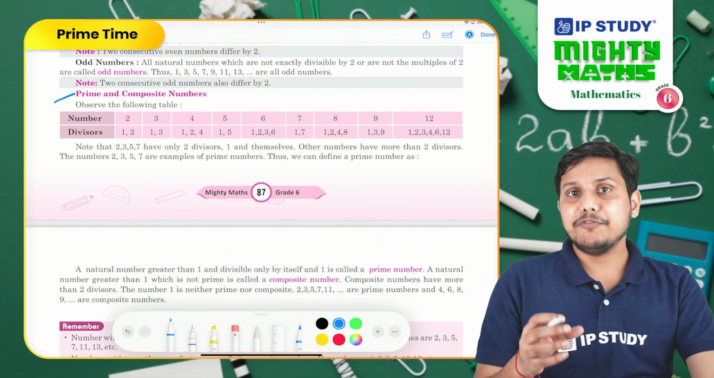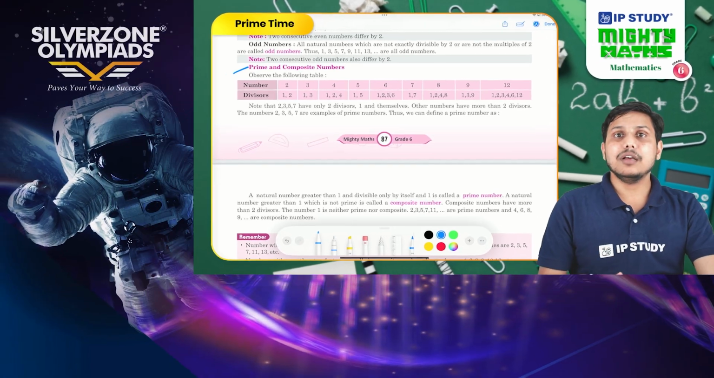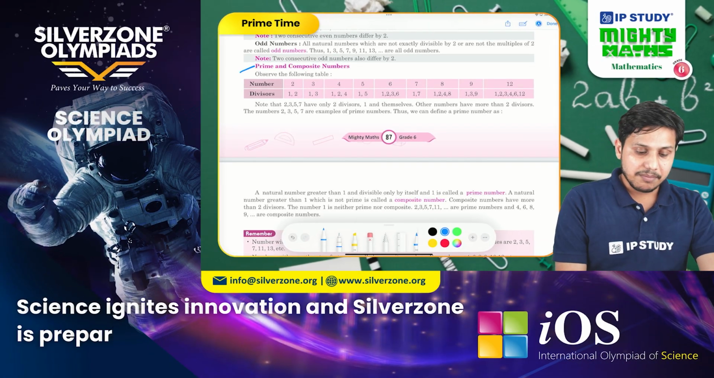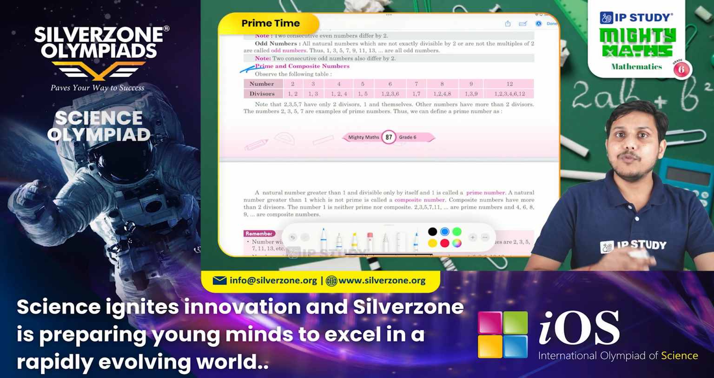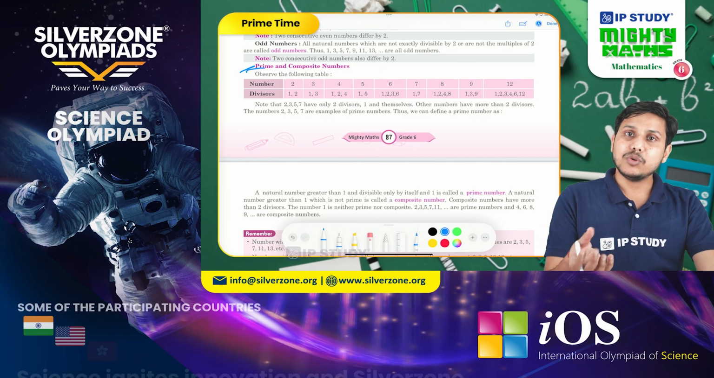If we find out the factors of a number and the factors are 1 and the number itself, then the number is called a prime number, like 17. So 17 has only 2 factors, 1 and the number 17 itself. So it is a prime number.